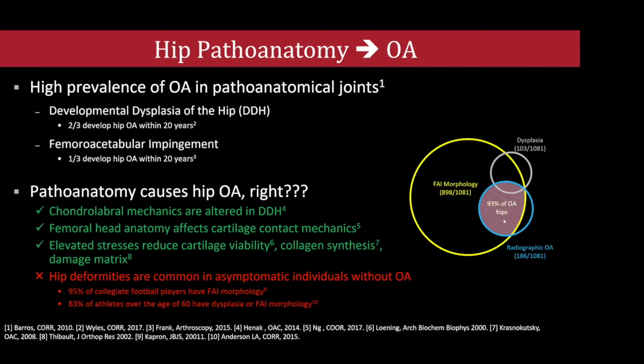What's interesting is that among those individuals, a little less than 20%, who did have radiographic OA, 93% of them fell into the category of FAI morphology or dysplasia morphology, with most of those being FAI morphology. So it's somewhat evidence against, but it's also somewhat evidence for when you look at these overlaps. It is interesting that if you do have radiographic OA, it's pretty unlikely that you won't have accompanying morphology issues.